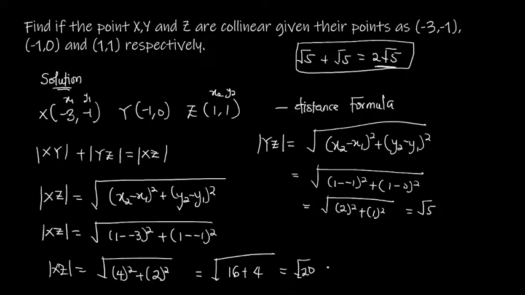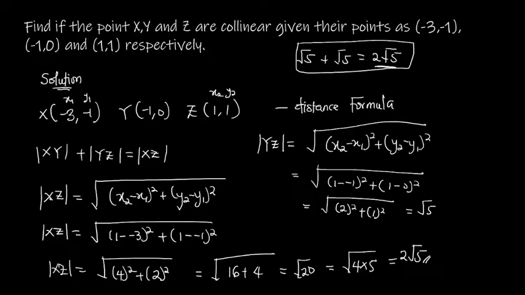Okay, and root 20, you can solve it as basically 4 multiplied by 5, and then the root of 4 is 2, so you bring that outside, so it becomes 2 root 5. So this is our answer. We have 2 root 5 as our answer.